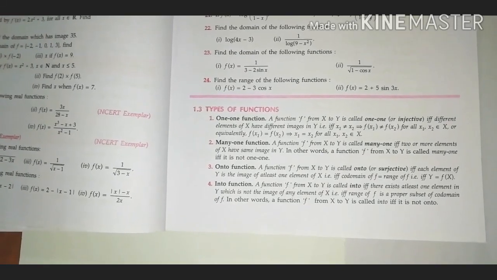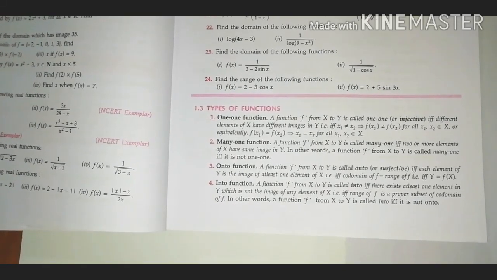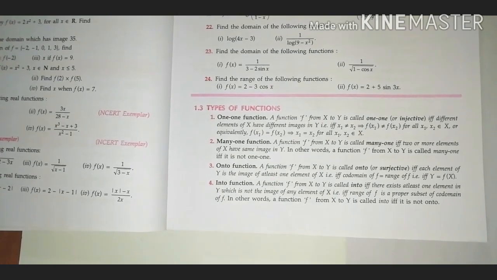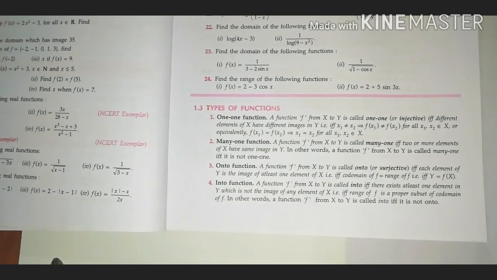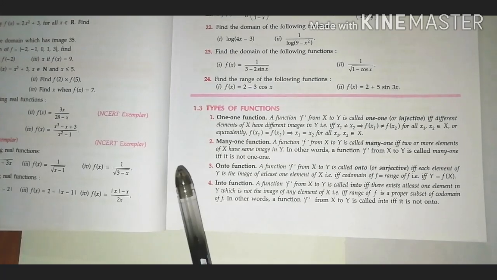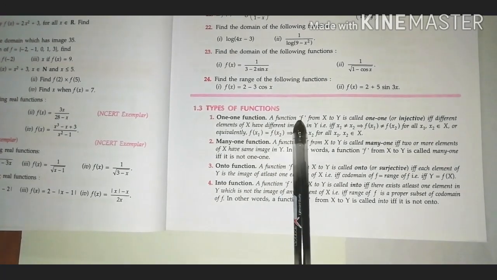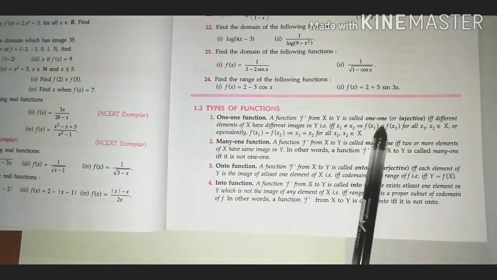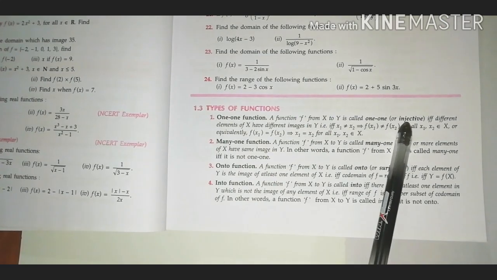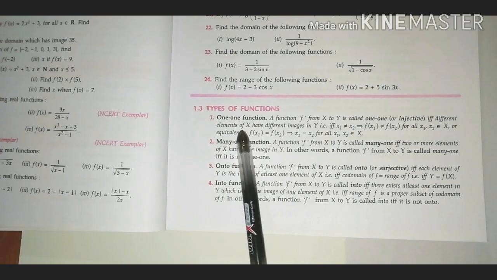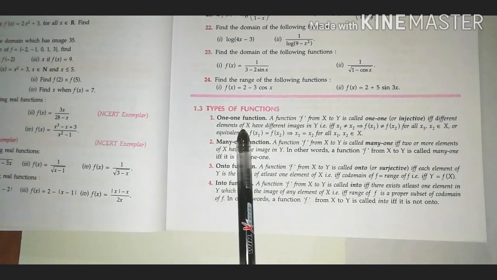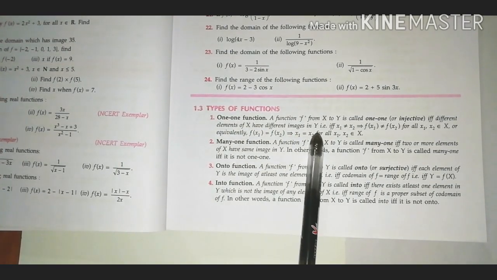In this section, we will discuss types of functions. In the previous section, we have learned about functions, and the functions are divided into some categories. The first one is the one-one function. A function f from X to Y is called one-one, or injective, if and only if different elements of X have different images in Y.